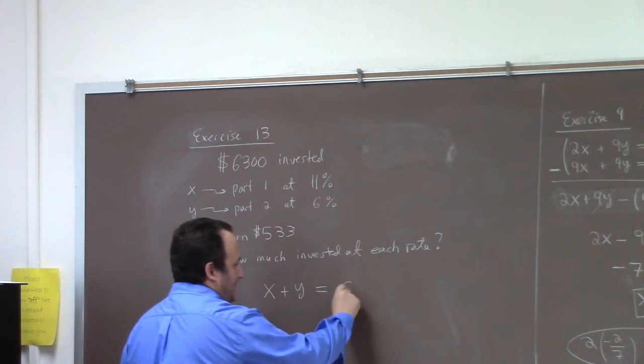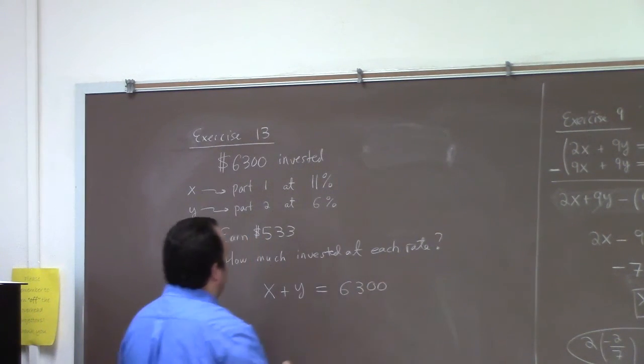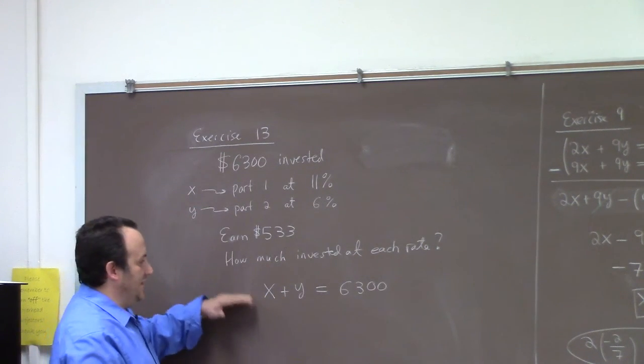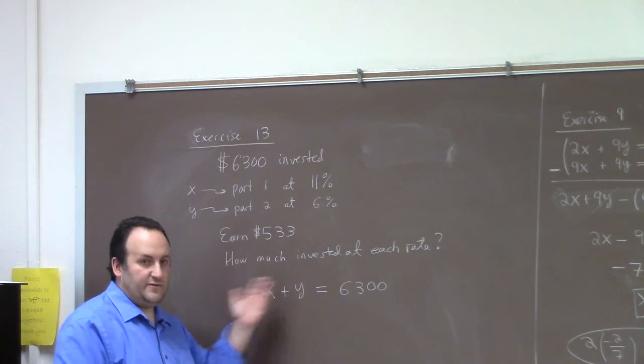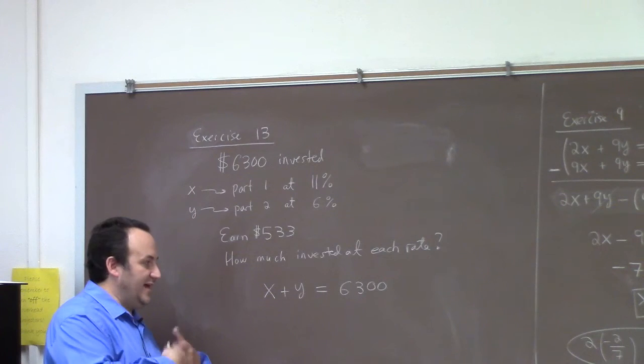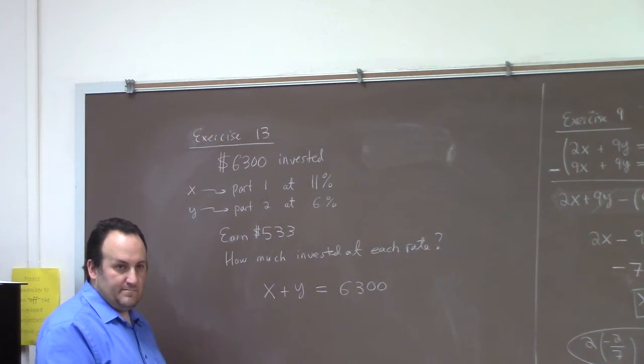Right, because you're investing two pieces, part X and part Y, and the net amount of money you're investing is 6,300, right? How much money does the X investment earn? How do we do that?